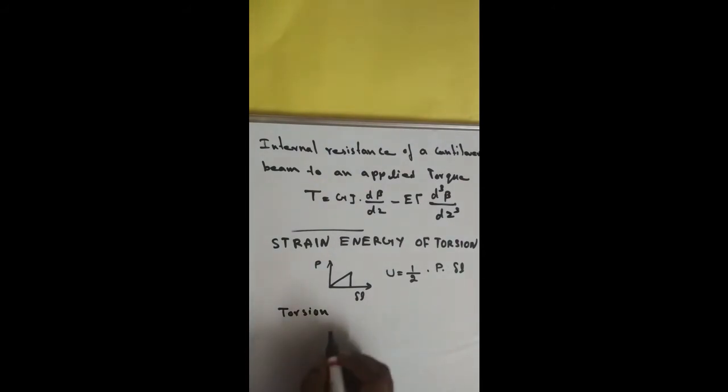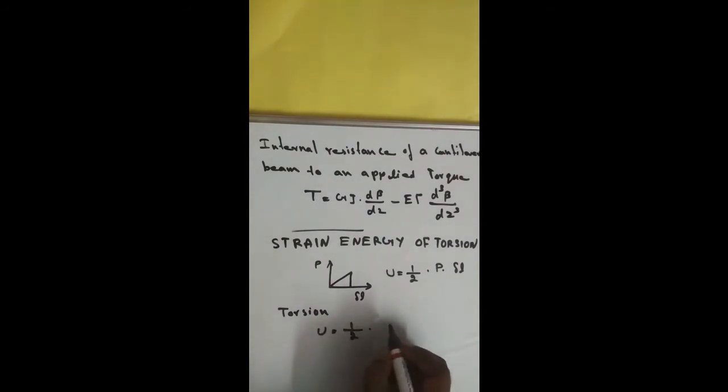For torsion, U is equal to 1/2 into T, that is torque, into beta. The beta is the angle. We can also say a small angle, d beta.